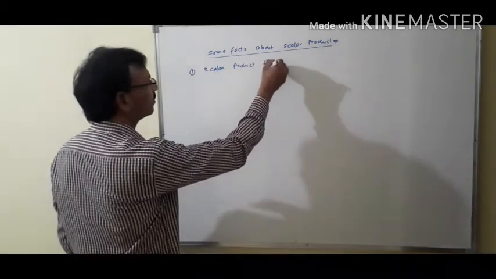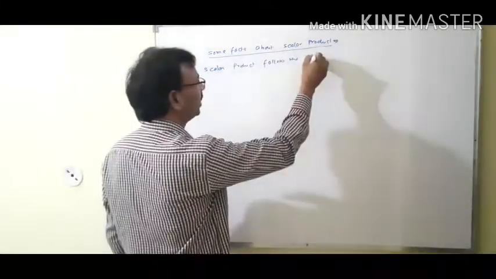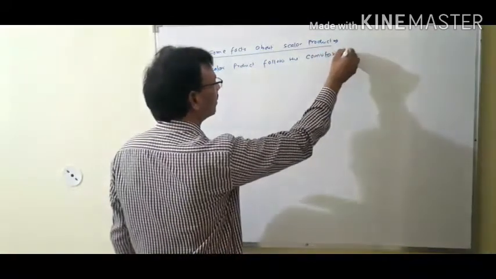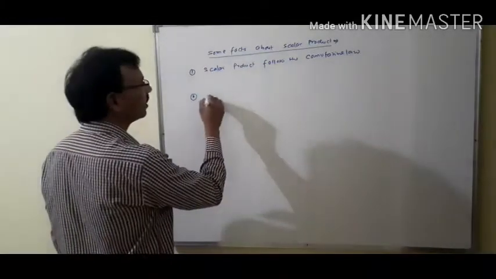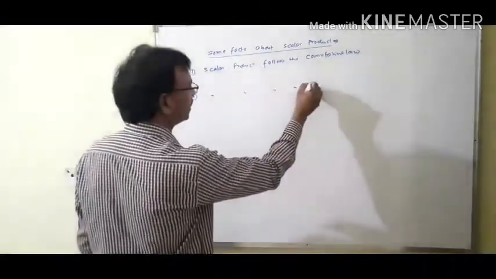follow the commutative law. And second is scalar product follow the associative law.